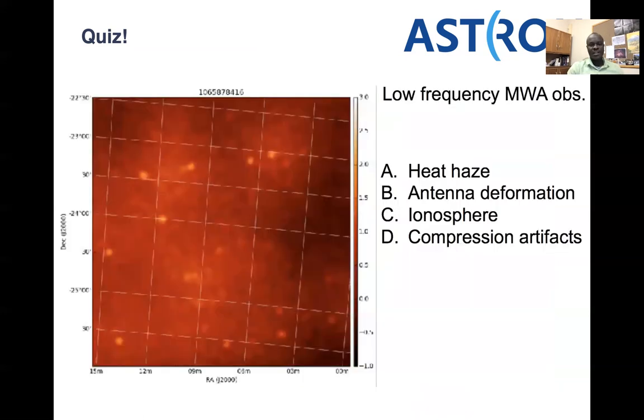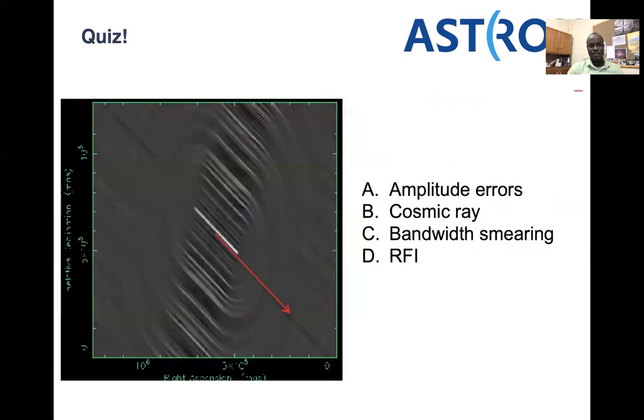Okay, so that is one problem. What do you think is the problem here? This is MWA, low frequency observation. Do you think this is heat haze? Do you think this is coming from antenna deformation, or do you think this is an ionospheric problem, or is this a compression artifact? What about this? Is it some amplitude error, or is it cosmic ray? Is it bandwidth smearing, or is it RFI?